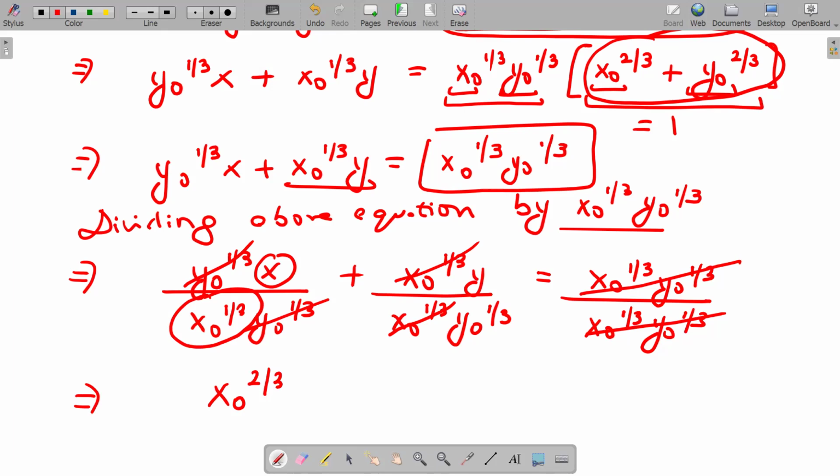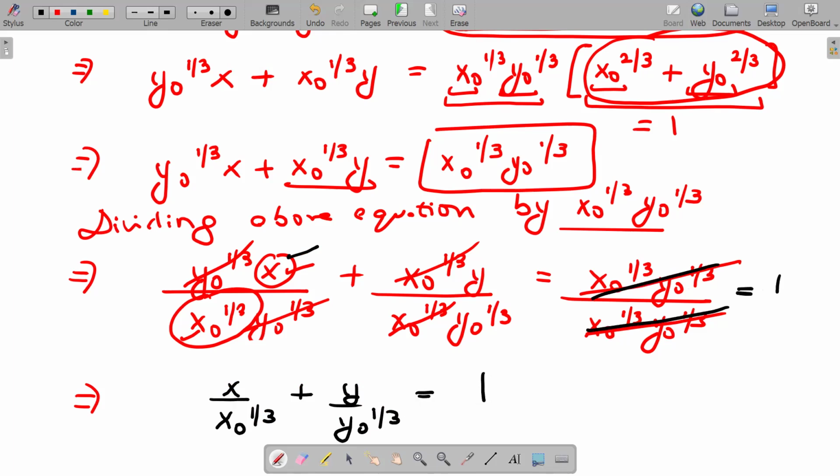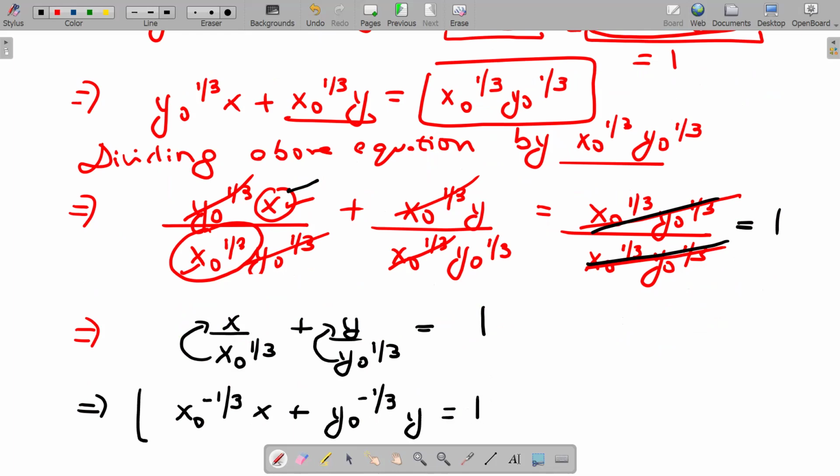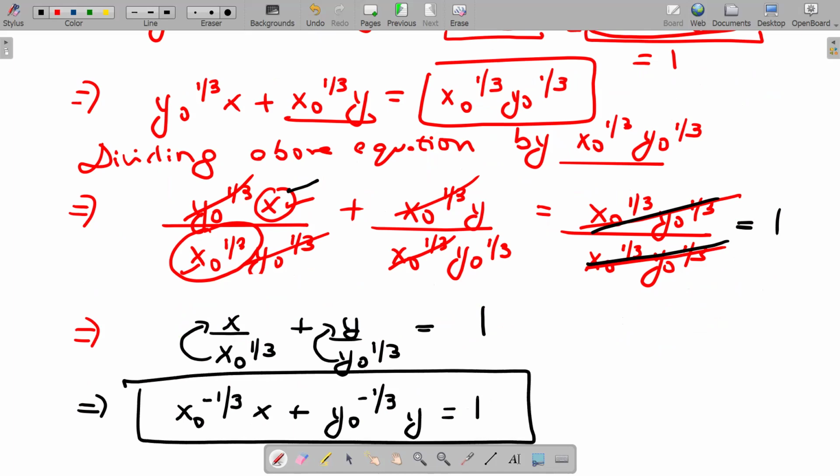Okay, let me correct myself. I cannot cancel x because this is x0. So let me make this correction. I cannot cancel, guys, because this is x and this is x0. So what I get is x over x0^(1/3) plus y over y0^(1/3) equals 1, because this and this cancel, giving me 1. Now x0 to the 1/3, I can bring it in the numerator and I can write it as x0 to the negative 1/3 times x. y0 to the 1/3, I can take it in the numerator and write it as y0 to the negative 1/3 times y, equal to 1. This is what we had to prove.